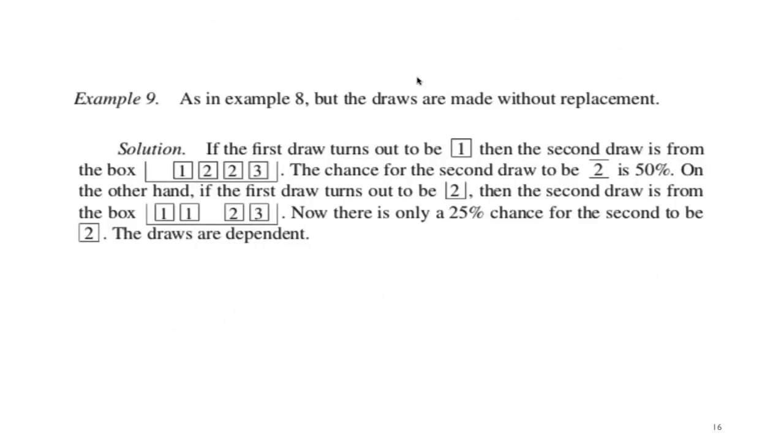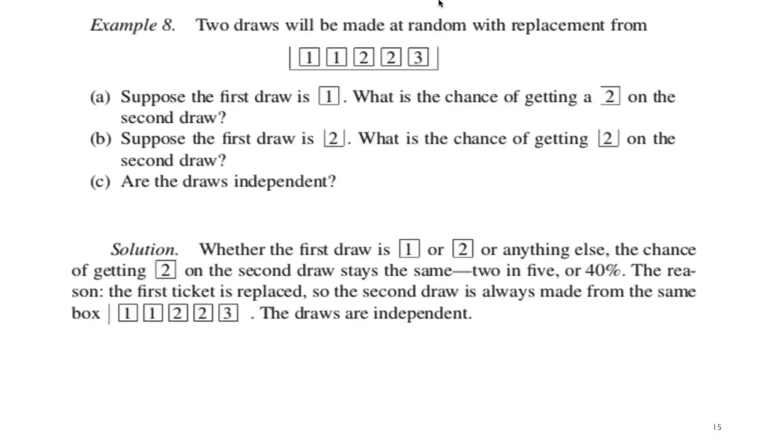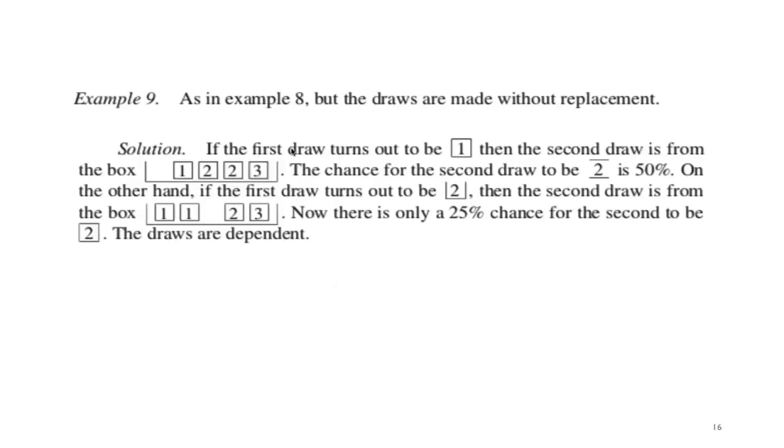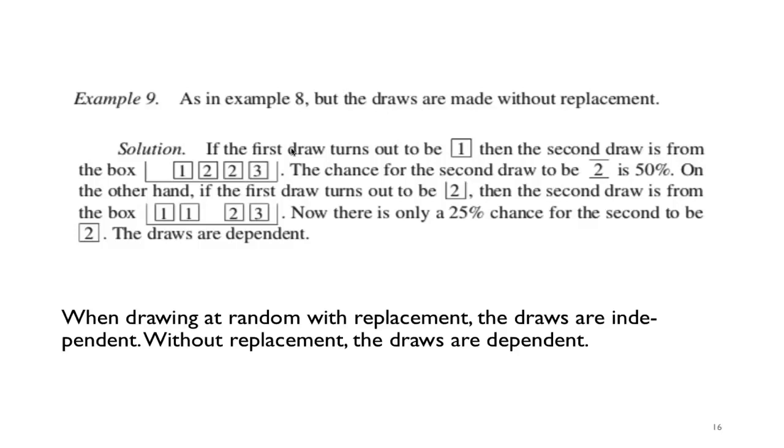So that means that, notice that because it does matter whether we get a 1 or a 2 on the first draw, these draws are dependent, because the answer does depend on what happens on the first draw. So when we draw with replacement, we put it back, and then the events are independent. Without replacement, usually the answers are dependent.